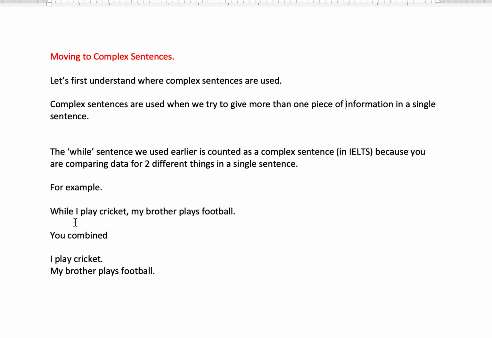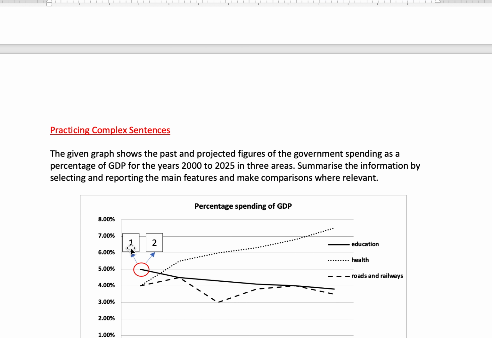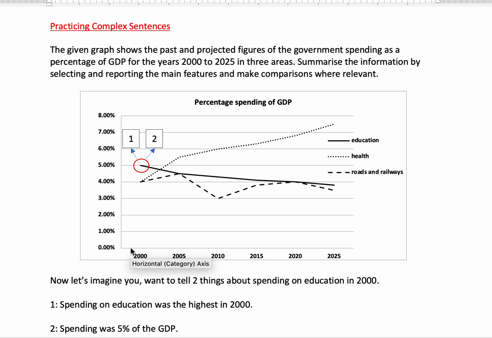For example, while I play cricket, my brother plays football. Now here we combined I play cricket, my brother plays football. These 2 sentences. While I play cricket, my brother plays football. This is a complex sentence. I have combined 2 things, right? Now we are going to practice these complex sentences using 1 or 2 more graphs.